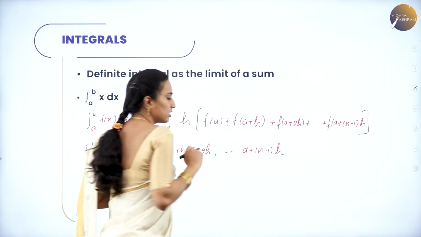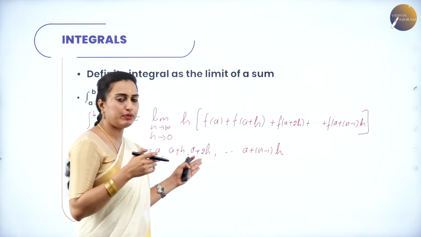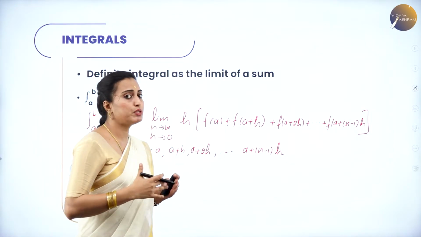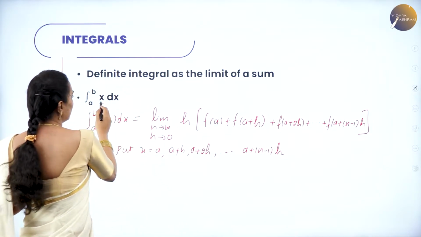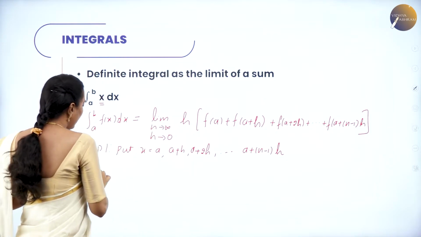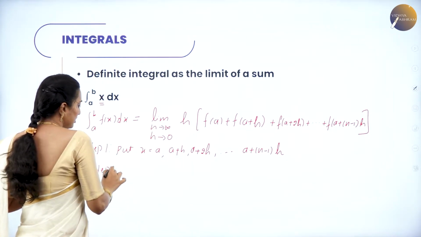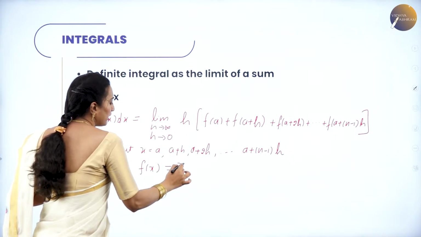Okay. This is how you are going to substitute. So here x is equal to a plus h, a plus 2h. Now second step is what? Finding what is f of x. f of x is nothing but this one. See, f of x into dx, f of x is x only. So therefore, in step 2, you are going to write that f of x is given as x.